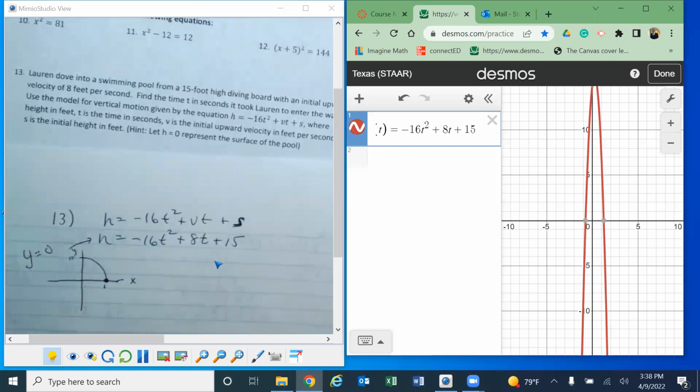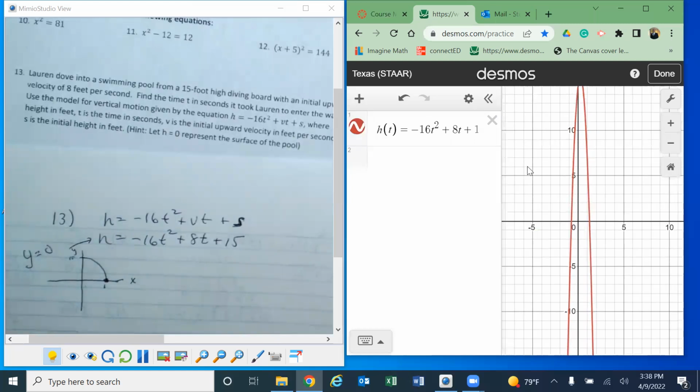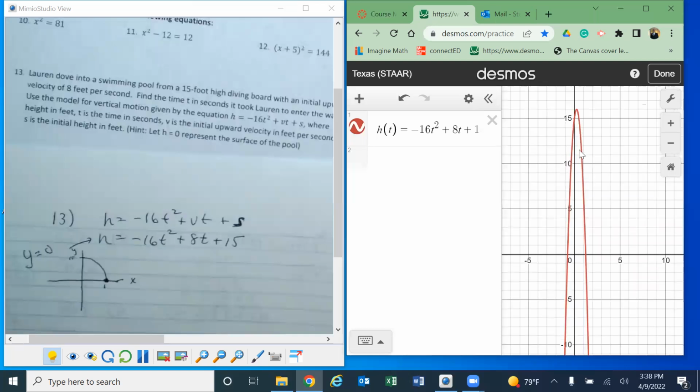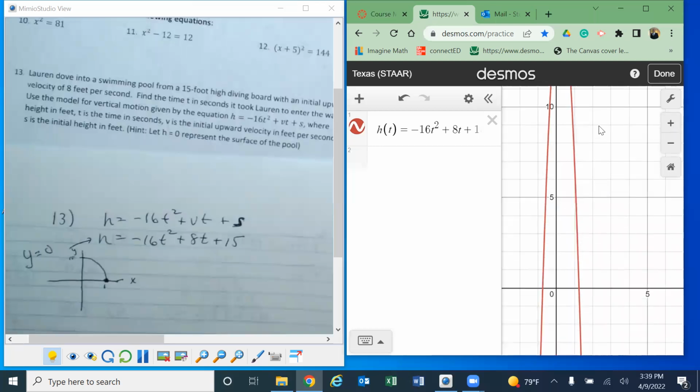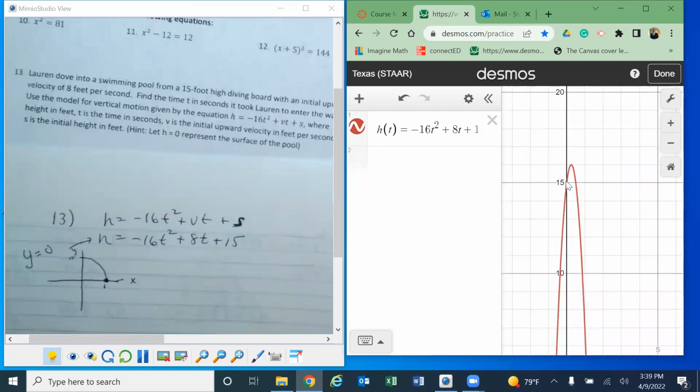All right, so here we go. This gives us more of a visual of what we see here. This is important: you can't have this over here, because where does she initially start? I'm going to zoom in. She actually starts at 15. She's standing right here on the diving board. Now think about it. Why does it go up? Because she jumps up. So this is her max height right here. This is her initial, this is her max height. All right, we want to know when she hits the water.